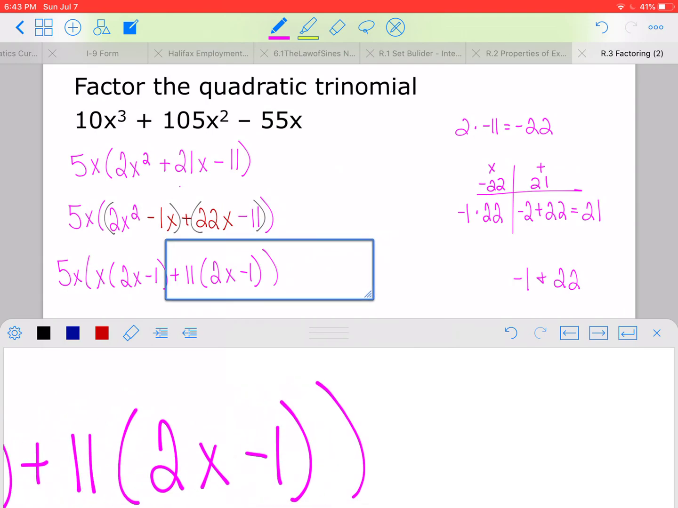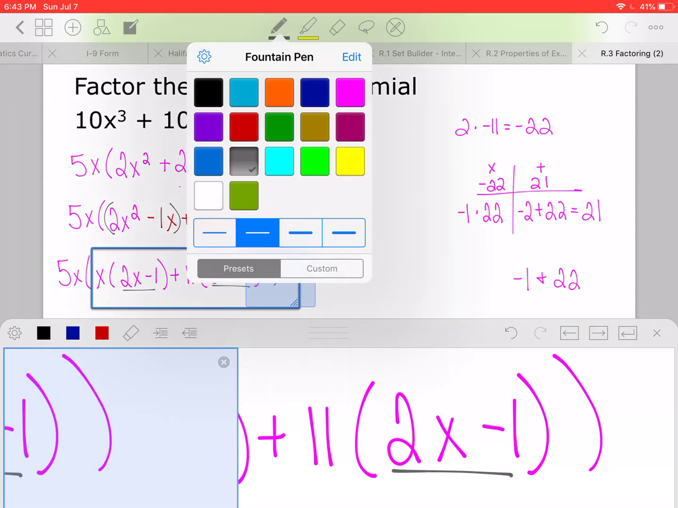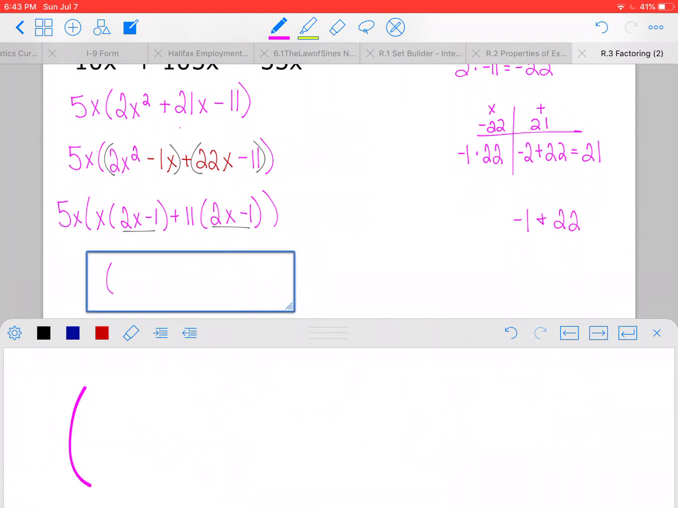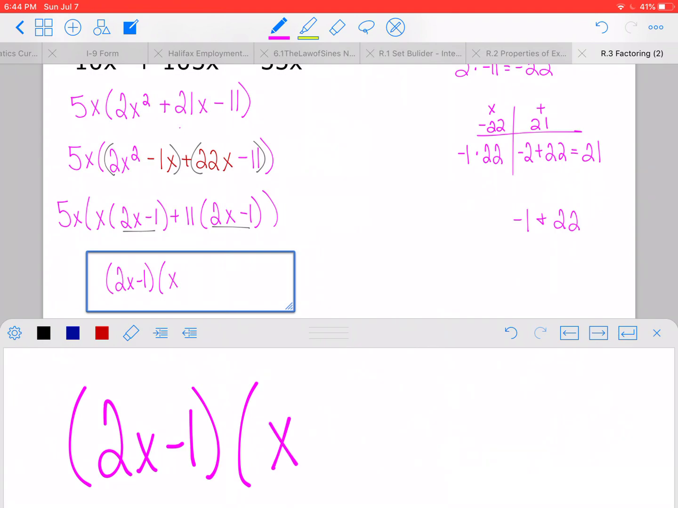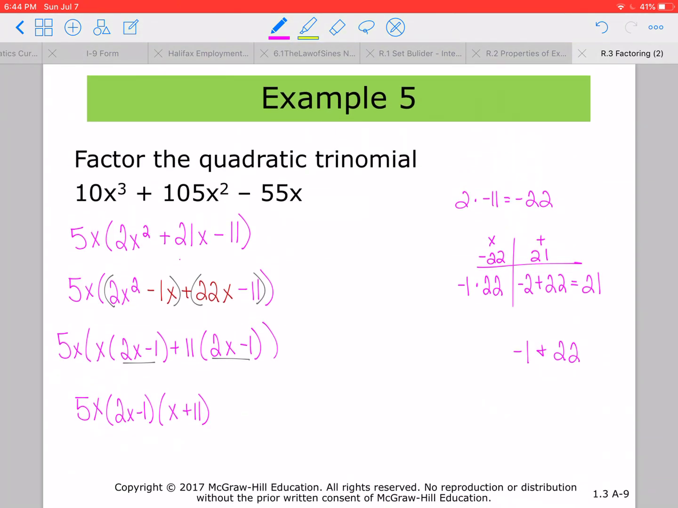Notice our binomials here are the same. And so we can factor out our 2x minus 1. And then we have times x plus 11. And on the outside, don't forget your 5x. And so that's how we would do that. If you can factor out something in the beginning, that's the easiest thing to do. Otherwise, you're going to end up with really big numbers that'll make it really difficult.